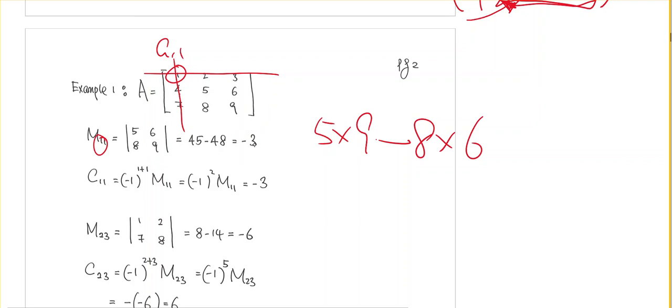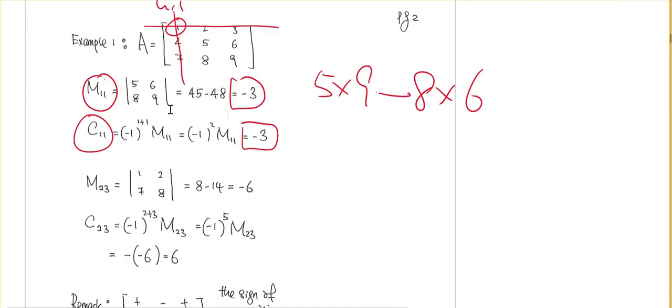How about the cofactor? For the cofactor, you will have to put in this sign. The power here will be the i row and the j position. So it's going to be 1 and 1, which means that you are actually assigning -1 to a power of 2, which is a positive number. So you get back -3. So in this case, your minor M11 and your cofactor C11 are both the same: -3 and -3.